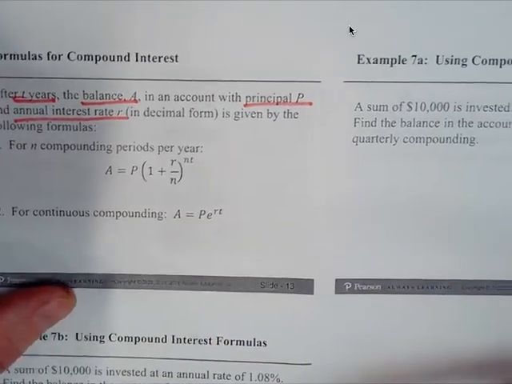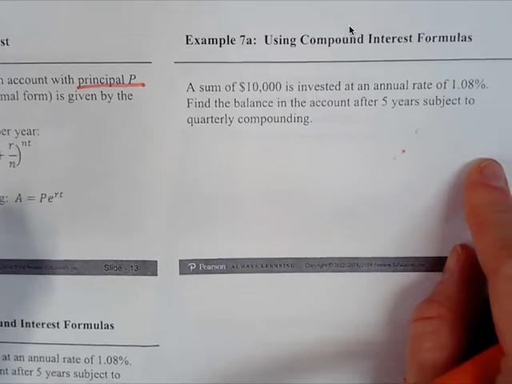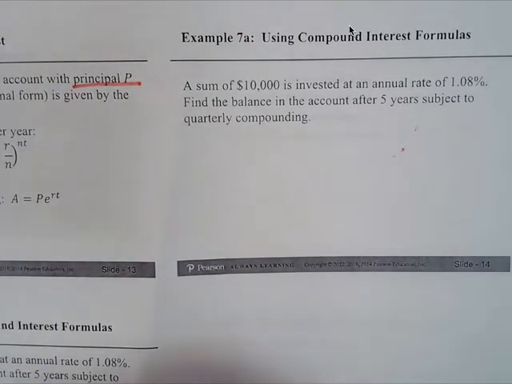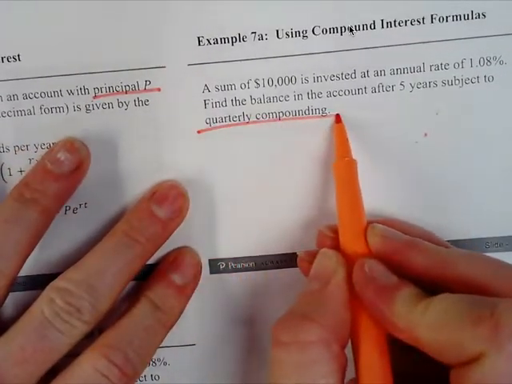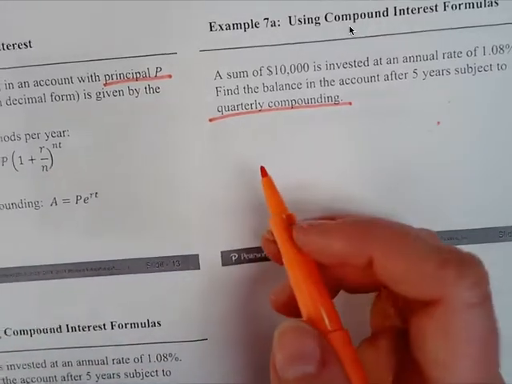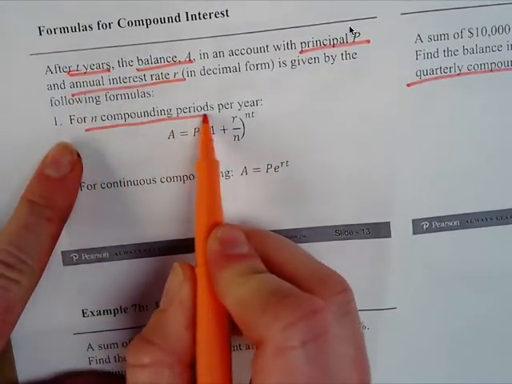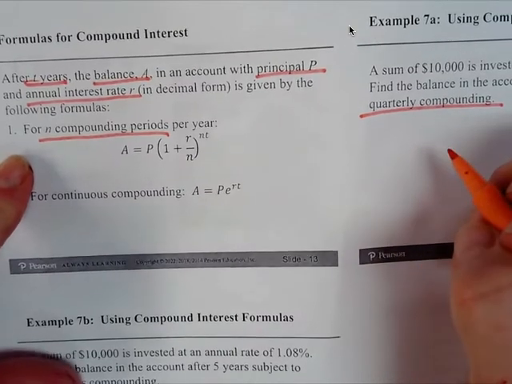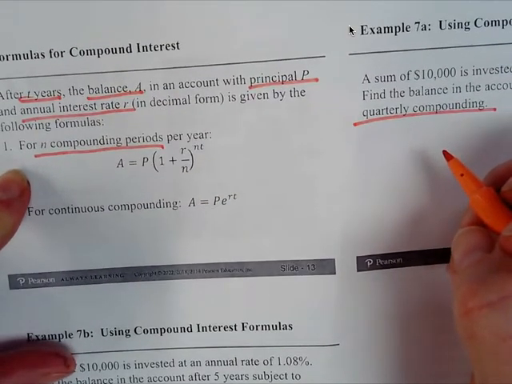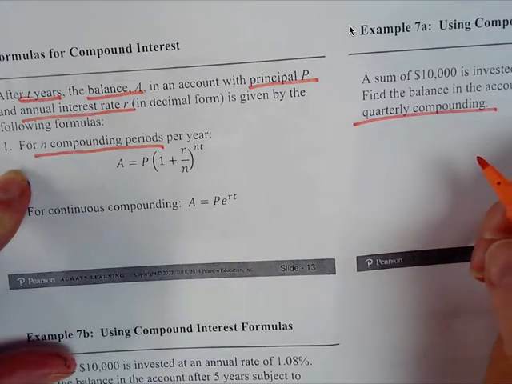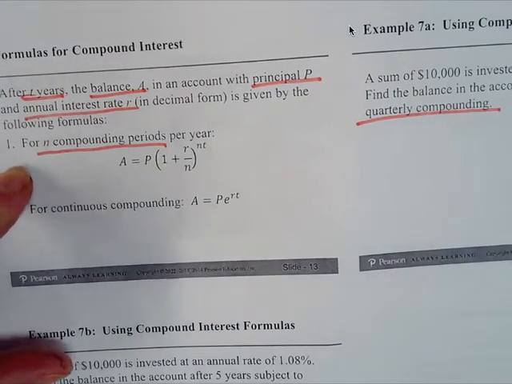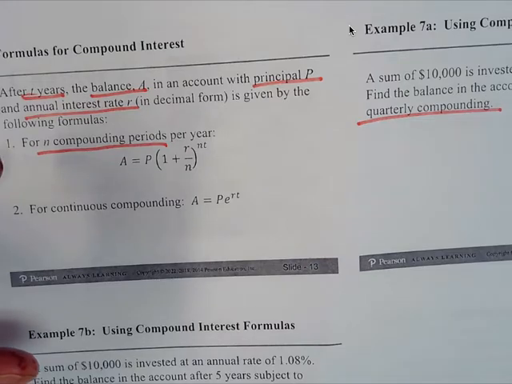So let's look at our first example. It says the sum of $10,000 is invested at an annual rate of 1.08%. Find the balance in the account after 5 years, subject to compounding quarterly. So that's where n comes in, the number of compounding periods. If it's compounded quarterly, then what is n? Within 1 year, how many times would you compound it? 4 times, because you'd break up a year into quarters.